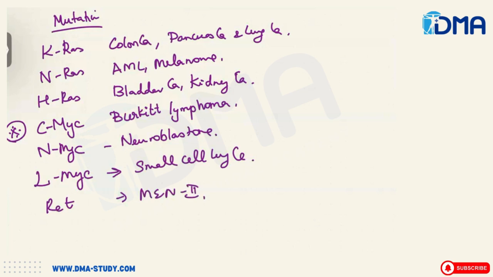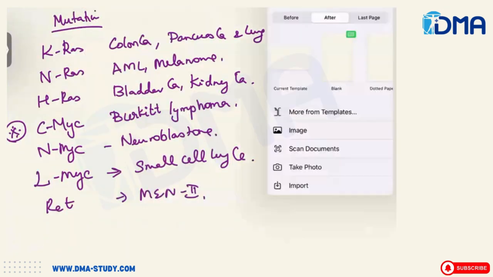Then ABL, BCR-ABL. Sorry. That gene mutation will lead to CML, chronic myeloid leukemia. Retinoblastoma, of course, you know that: retinoblastoma or osteosarcoma. Neurofibromatosis, you know. This WT1 will be Wilms tumor.